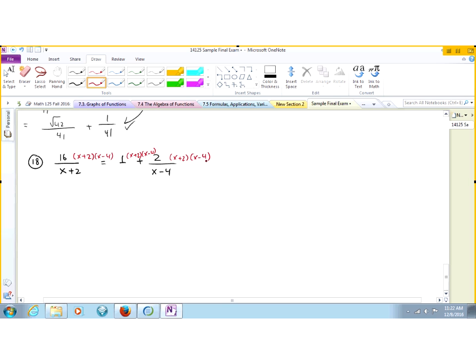Okay, so what should we do here? Cancel the x plus 2. Here, cancel the x minus 4. So, what are we left with? 16 times x minus 4 is equal to x plus 2 times x minus 4, plus 2 times x plus 2.